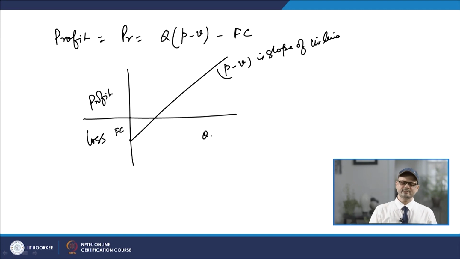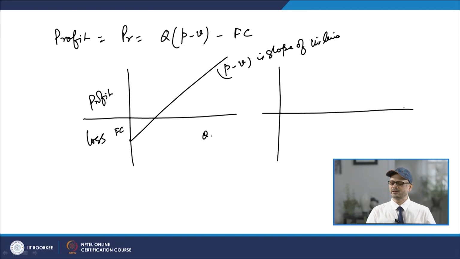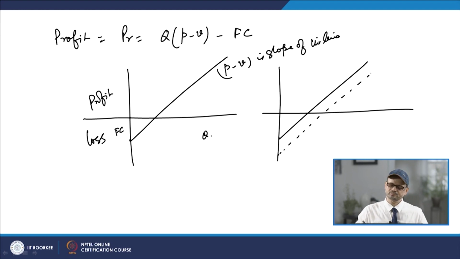What we can see is that if this fixed cost is changed, then this may lead to a new line. So, this is your original line, and if the fixed cost is increased to this much, in that case this was the break even quantity 1, and this will be your break even quantity 2.